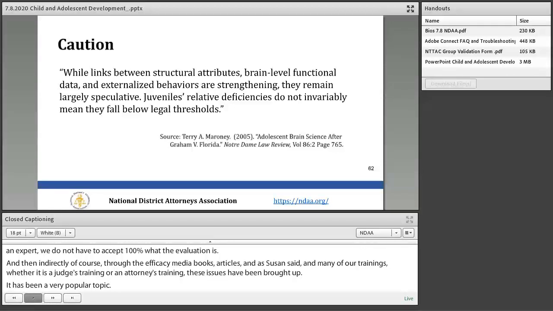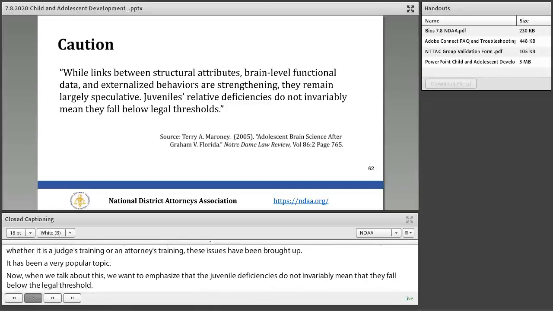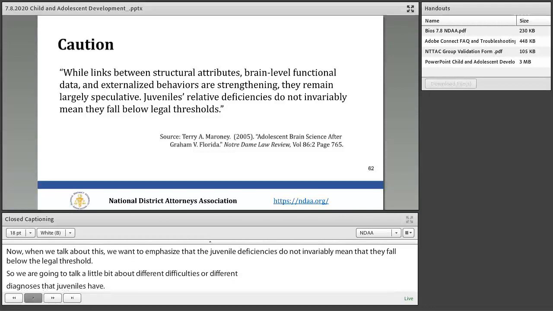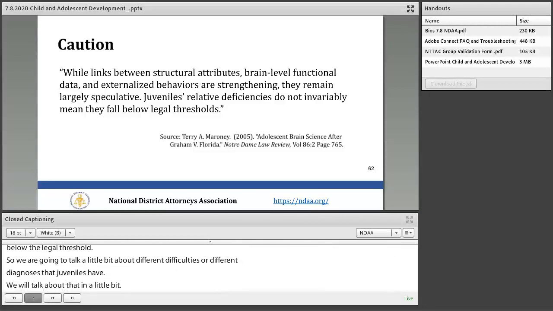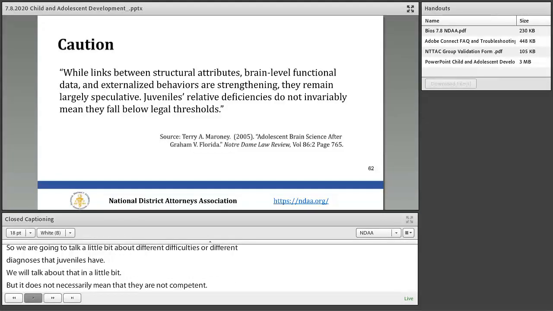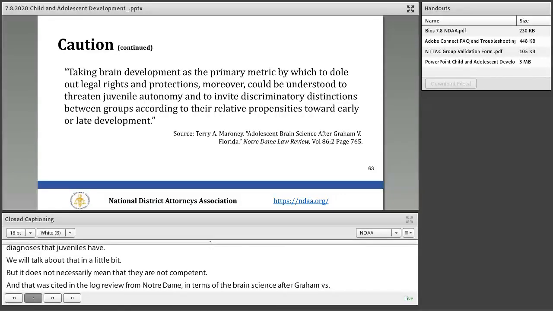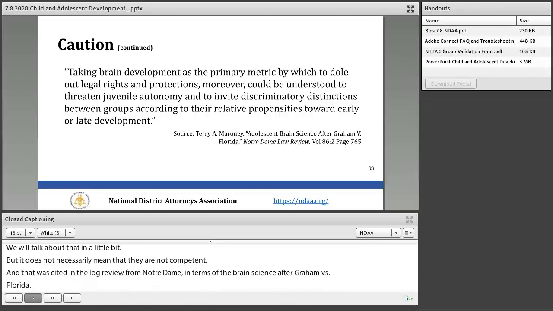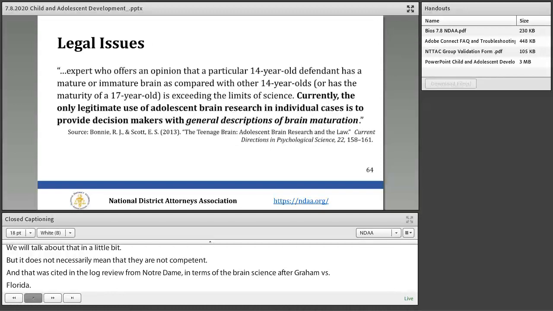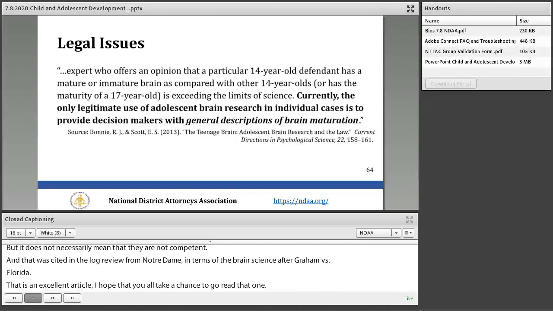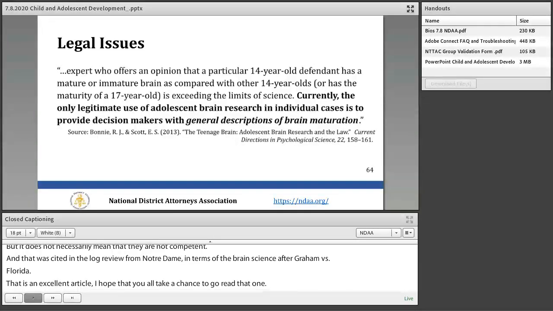Now, when we talk about this, we want to emphasize that the juvenile's deficiencies do not invariably mean that they fall below the legal threshold. So we're going to talk a little bit about different difficulties or different diagnoses that juveniles have. We'll talk about that in a little bit, but it doesn't necessarily mean that they are not competent. And that was cited in the law review from Notre Dame in terms of the brain science after Graham v. Florida. And that's really an excellent article. I hope that y'all take a chance to go ahead and read that one. And again, just kind of saying that brain development is not the end all and be all, again, in that same article.